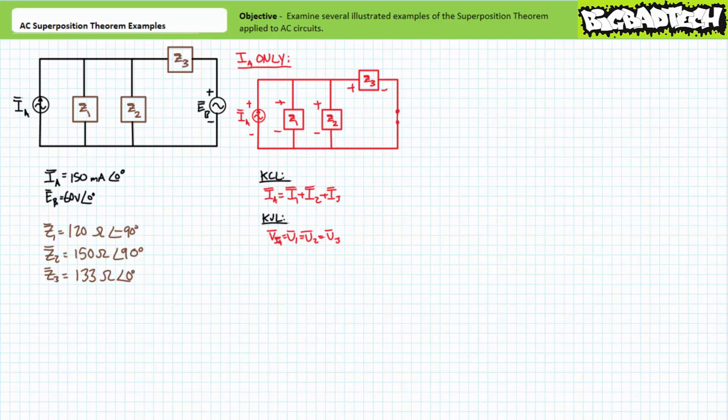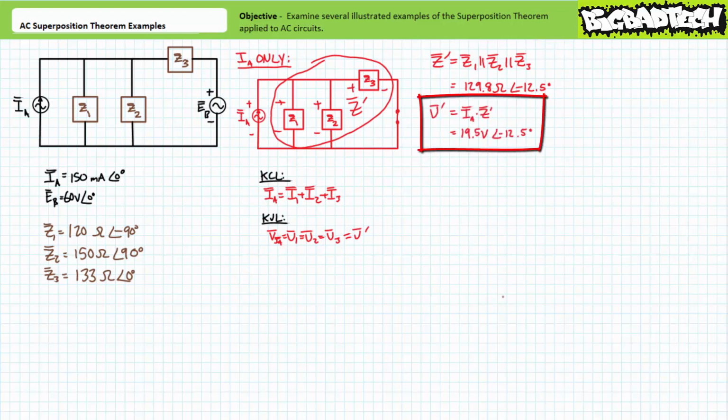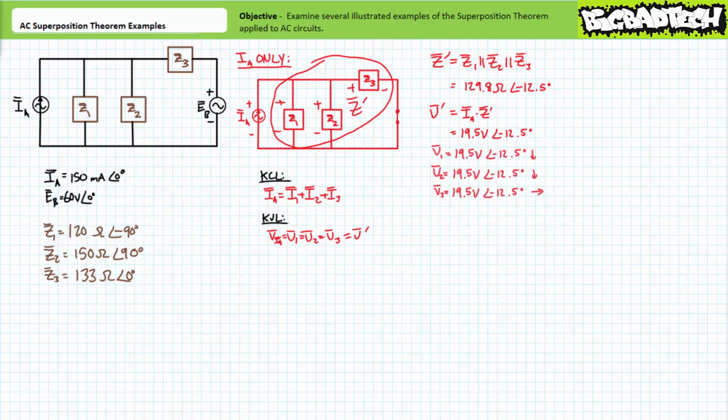A Kirchhoff's voltage law analysis of this perfectly parallel circuit indicates the voltage across current source IA equals V1 equals V2, which equals V3. Voltage across elements in parallel is the same. The parallel combination of impedance elements Z1, Z2, and Z3 presents a combined impedance of 129.8 ohms at an angle of negative 12.5 degrees. Application of Ohm's law demonstrates voltage across the combined impedance Z single prime to be 19.5 volts at an angle of negative 12.5 degrees. Given Z single prime is the parallel combination of Z1, Z2, and Z3, it can be said V single prime equals V1 equals V2, which equals V3.